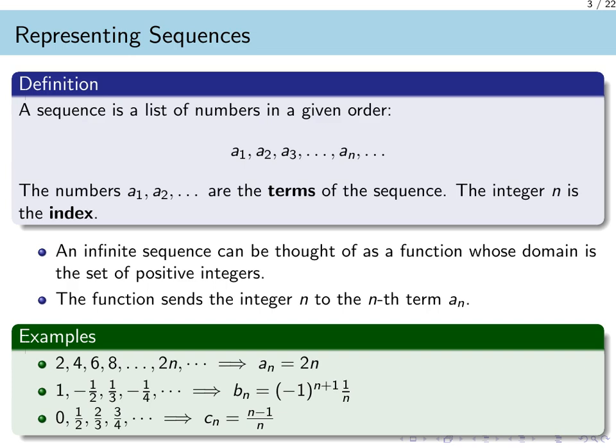A powerful way to think about this is to view a sequence as a function. This function takes a positive integer n as its input and outputs the nth term of the sequence, a sub n. Let us look at the examples to see this in action.